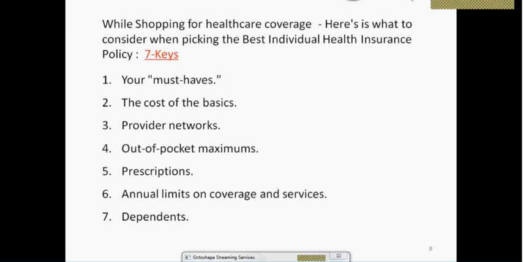Because if you're starting a family, as I said, another example is that some insurance companies deny coverage to kids with pre-existing conditions, right? So if your kid has asthma and you're going for a new plan, make sure that these existing conditions are covered. So it's important that you know what these must-haves are and that you have coverage for them. And the second important thing is the cost of the basics.